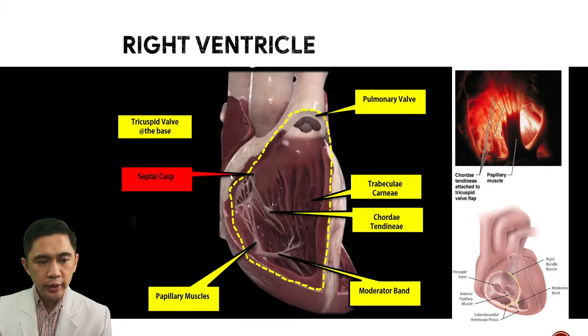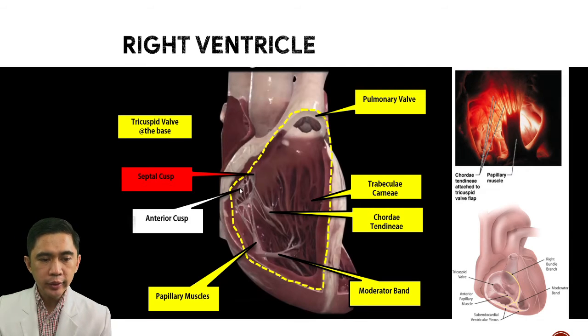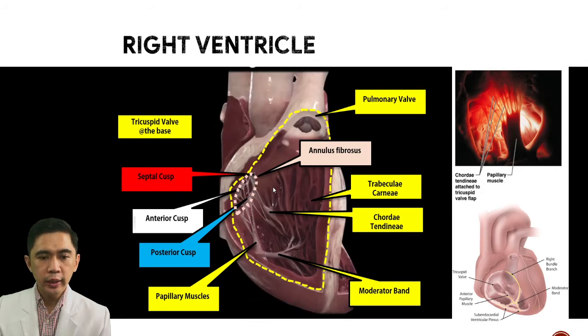You can also see here the cusp of the tricuspid. So the tricuspid has 3 cusps. So we have the septal cusp, which is nearest the interventricular septum. We have the anterior cusp, which is in front, and we have the posterior cusp, which is at the posterior end. And you will also see a ring-like structure around the cusp. This is what we call the annulus fibrosus, and this is a fibrous ligament which holds all the cusps.